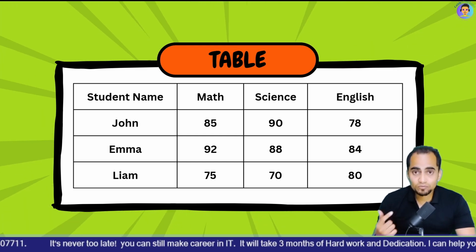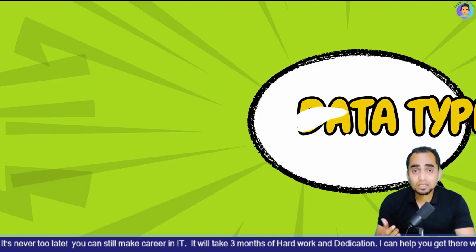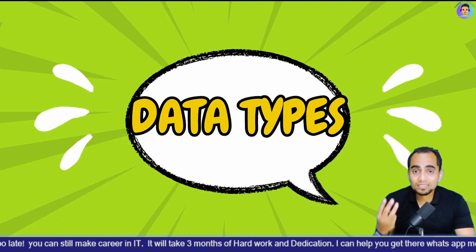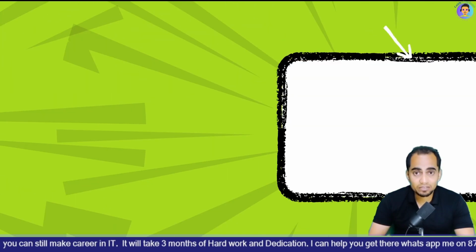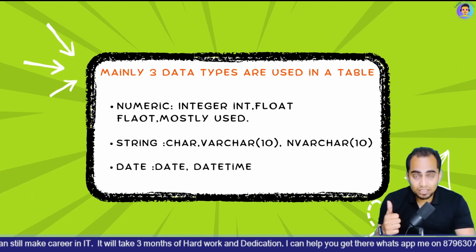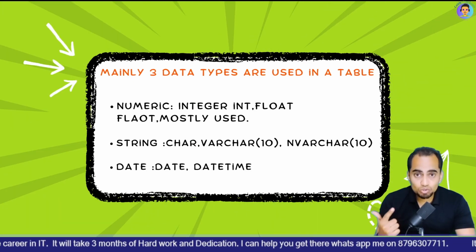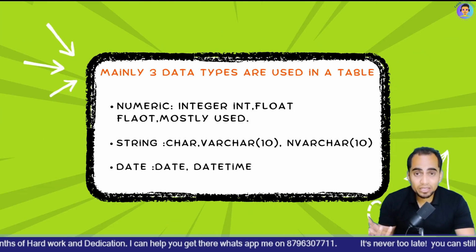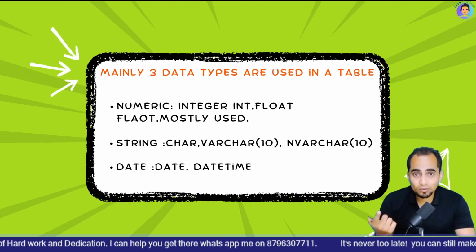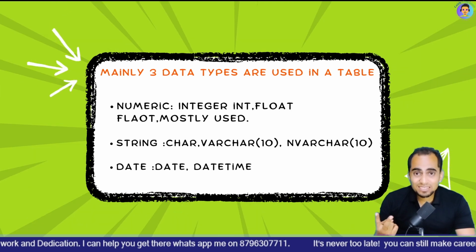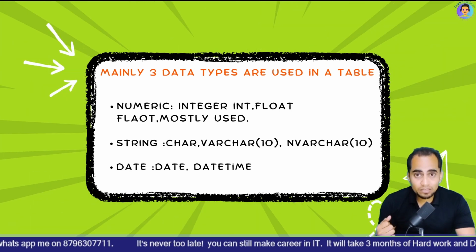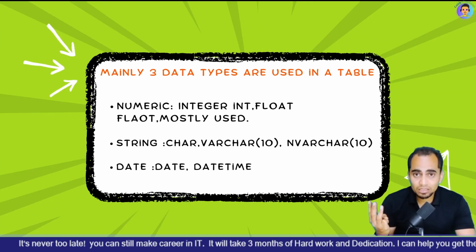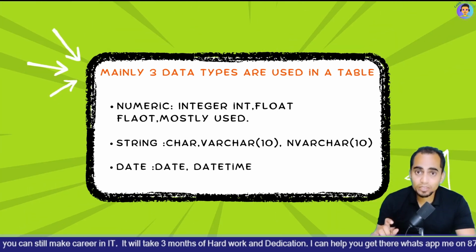So now let's move to the next topic, that is data types. How many data types are available in SQL? There are mainly three data types available in SQL. The first one is numeric, the second one is string, and the third one is date. In numeric data types, we store numerical values like integer and float. Then we have the second one, that is string type of values. In string, we store varchar, nvarchar, and character. And the third one is the important one, that is date. You will be using datetime or date.